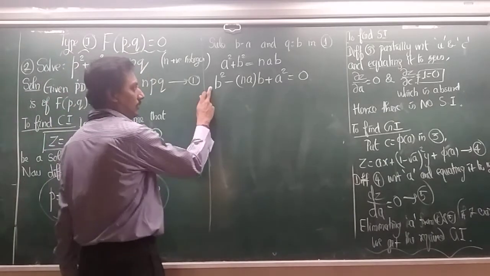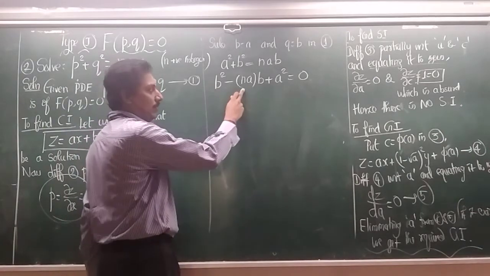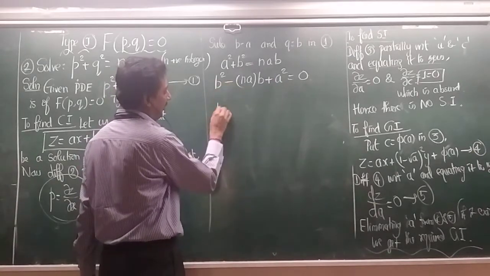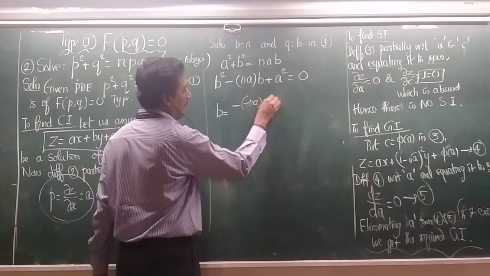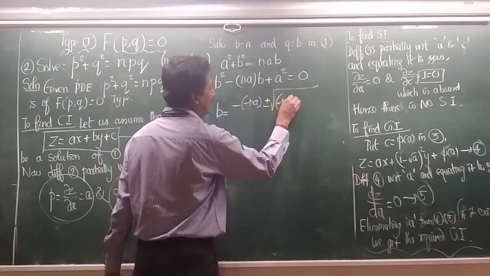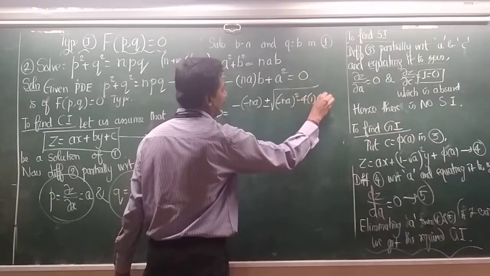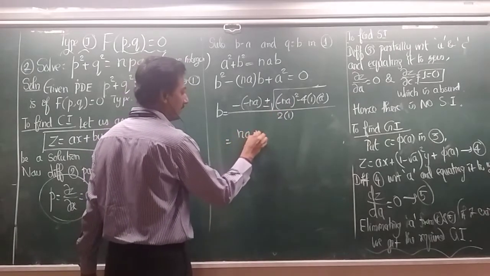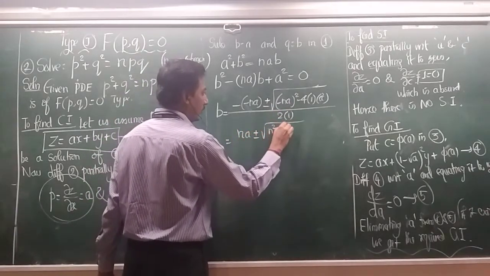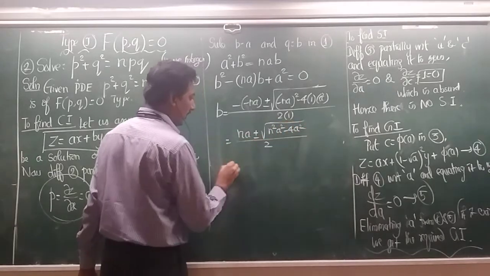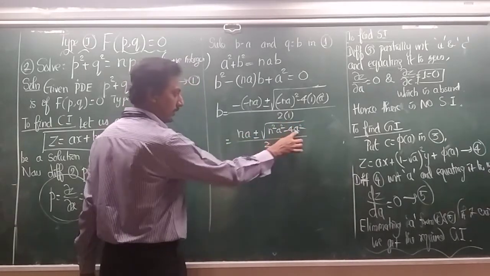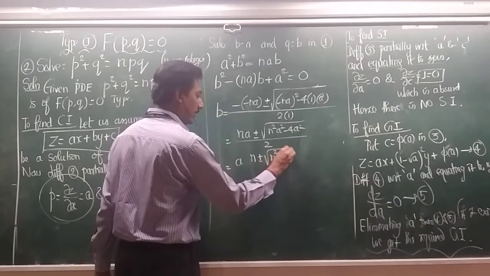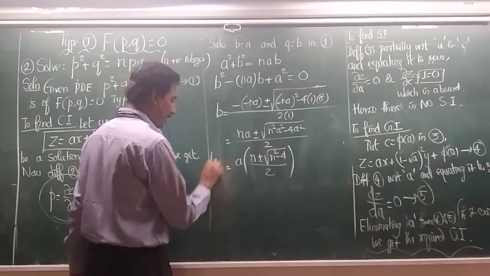So the same idea here. The coefficient of b squared is 1, the coefficient of b is minus na, and the constant term is a squared. So by using the quadratic formula, we get b equal to minus of minus na plus or minus square root of minus na whole squared minus 4 into a squared into 1, by 2 into 1. So it is na plus or minus square root of n squared a squared minus 4a squared, by 2. By taking a outside, because a squared becomes a from the square root, we get a times n plus or minus square root of n squared minus 4, by 2. So this is the b value.